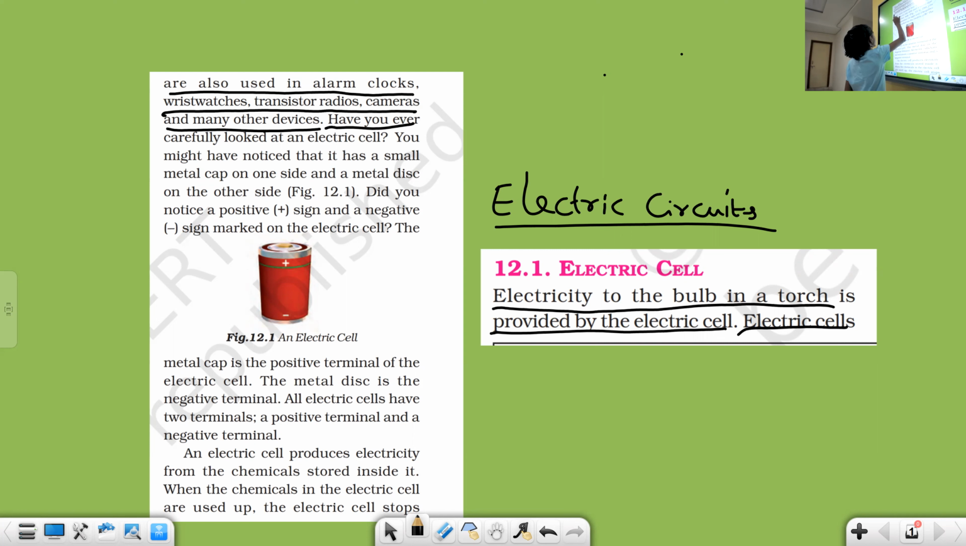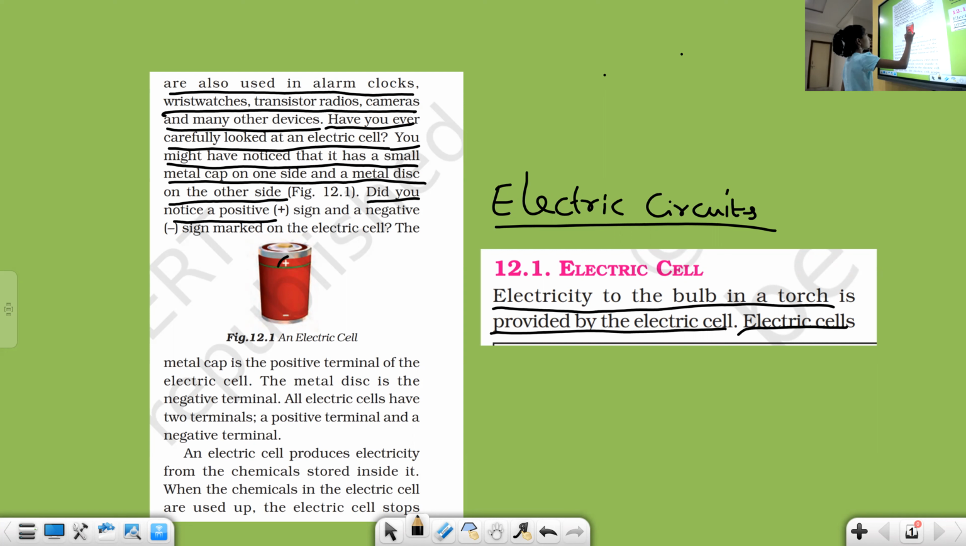Have you ever carefully looked at an electric cell? You might have noticed that it has a small metal cap on one side and a metal disc on the other side. Did you notice a positive sign and a negative sign marked on the electric cell?